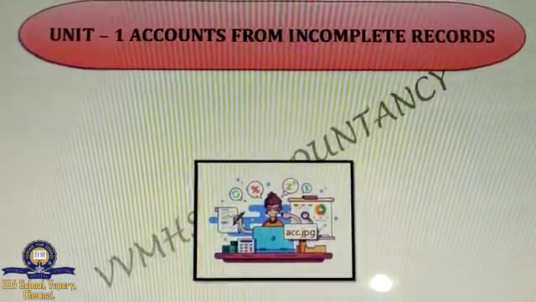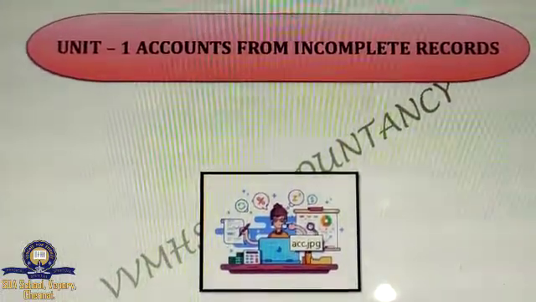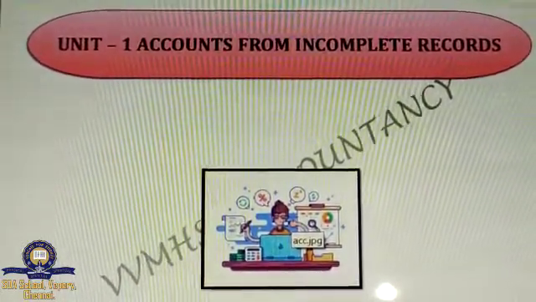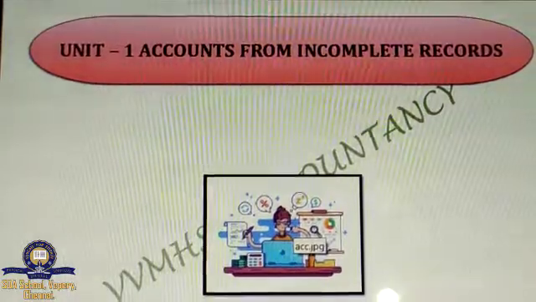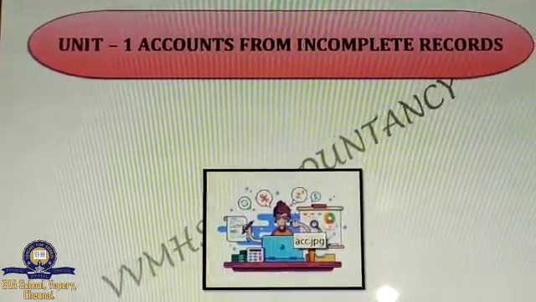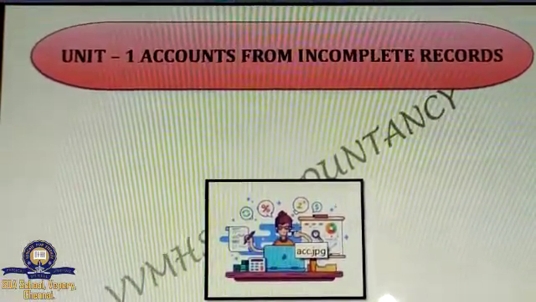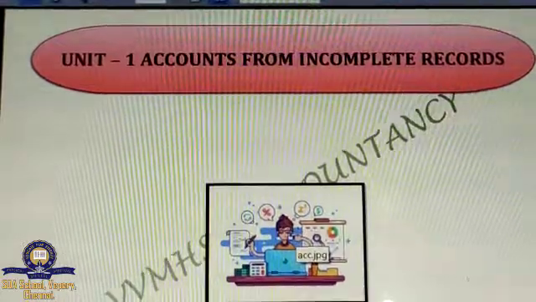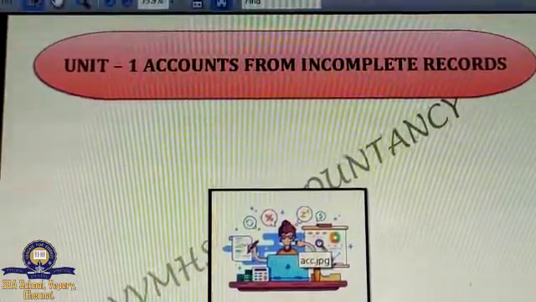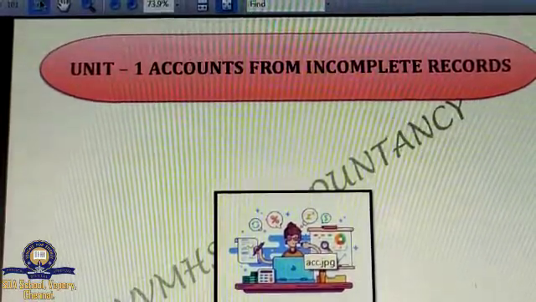Good morning, dear student. This is the 6th session in your accounts from incomplete record. In the past 5 sessions, I have explained about the single entry system, the double entry system, and what is meant by incomplete record. Small petty organizations will not maintain a double entry system, hence they will follow incomplete record. Incomplete record is also called the single entry system.